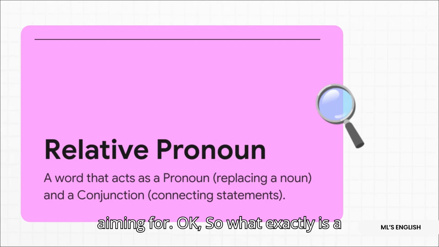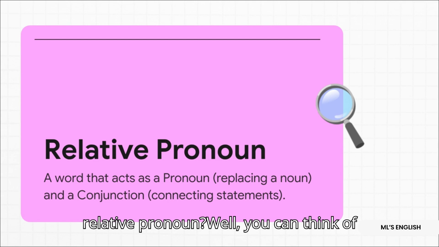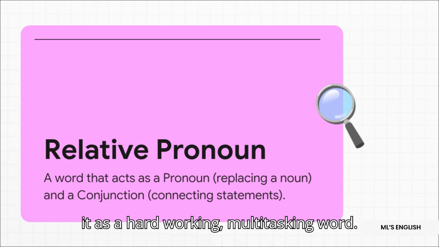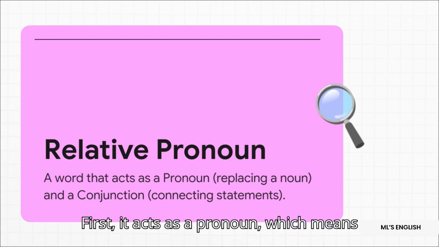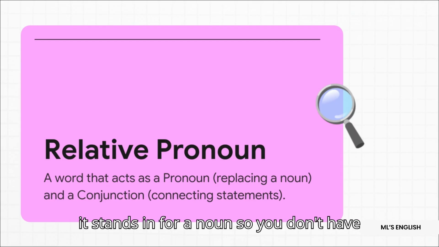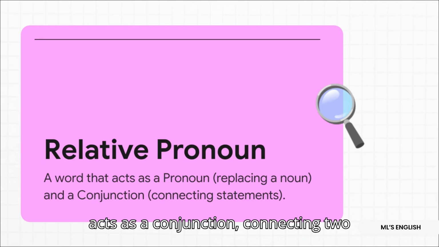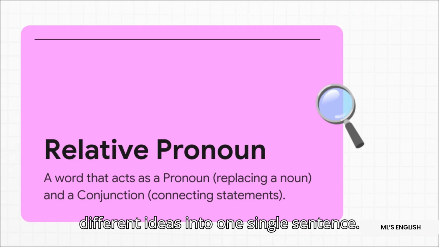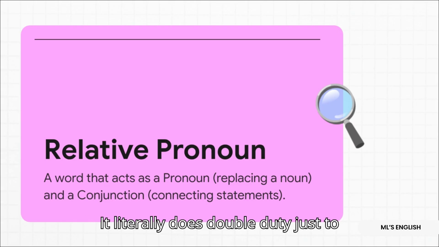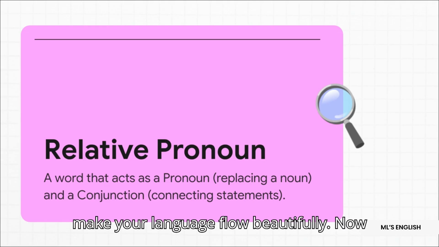Okay, so what exactly is a relative pronoun? Well, you can think of it as a hardworking, multitasking word. First, it acts as a pronoun, which means it stands in for a noun so you don't have to keep repeating yourself. And second, it acts as a conjunction, connecting two different ideas into one single sentence. It literally does double duty just to make your language flow beautifully.